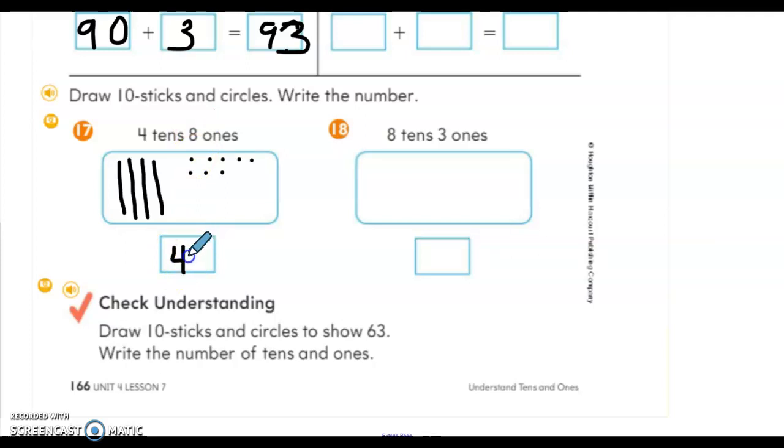All right, please try 18 on your own, and you can also do check for understanding. That would be drawing the 10 sticks and circles to show 63. So how many tens? How many ones? And then it also says write the number of tens and ones. So if you just want to make a blank and write the word tens, and then make a blank and write the word ones, and then fill that in. How many tens? How many ones? And then you're done for the day. Great job. Thank you.